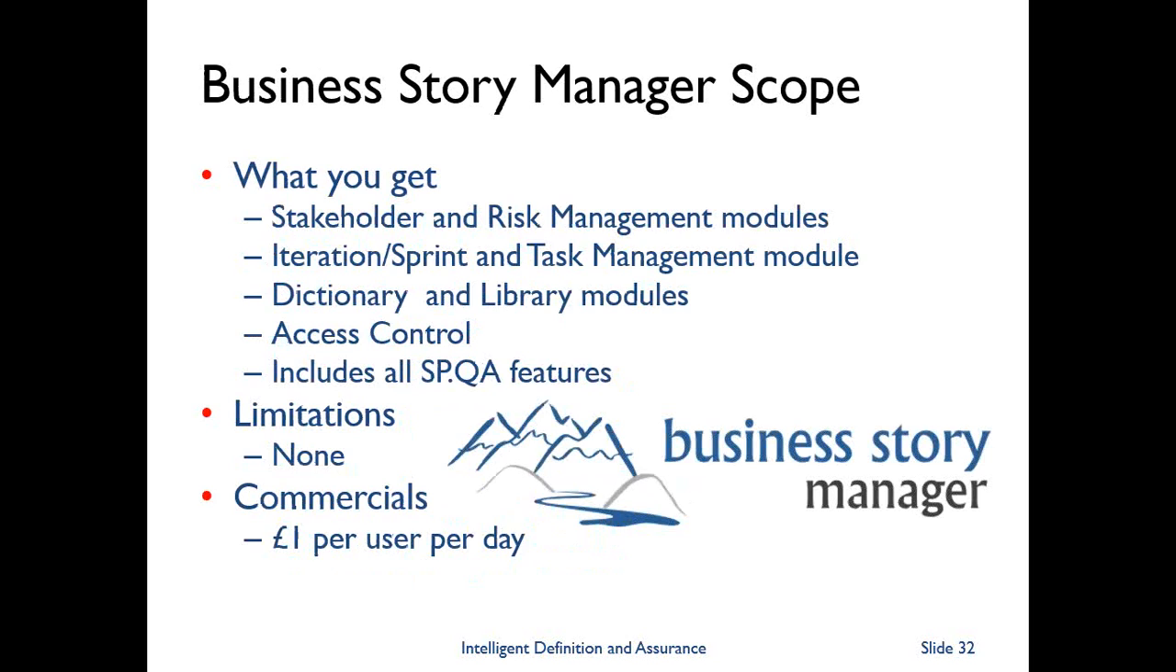Business Story Manager is a much broader, rounded, comprehensive product. SpeedUp QA is included in Business Story Manager. We have a stakeholder and risk management module, which can do goal networks and risk management. We have an iteration, sprint, and test management module, which can manage Scrum sprints if you use Scrum. There's a dictionary and library management, so you can upload files and define your business rules, terminology, and so on in the dictionary, and have it cross-referenced in the product itself.